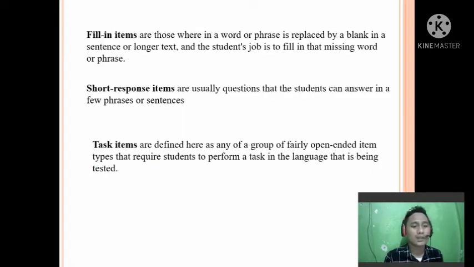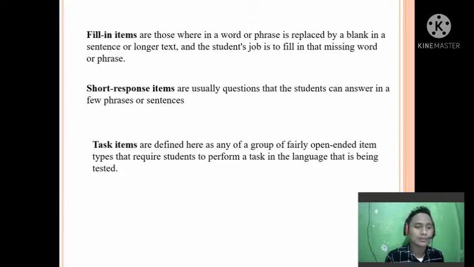Okay, fill-in items. A running word or phrase is replaced by a blank in a sentence or longer text, and the student's job is to fill in the missing word or phrase. So the student fills the blank and answers using a word or phrase. Like this example, Mr. Ryan, blah blah blah, water. You can blank out a word in the sentence.